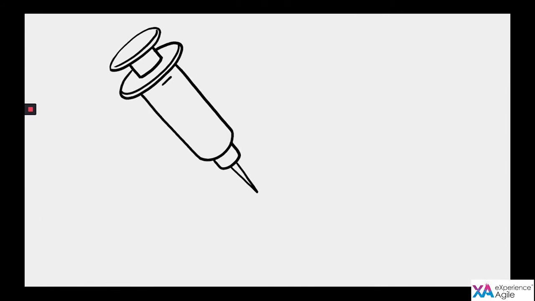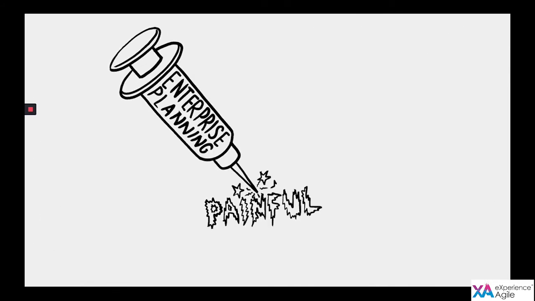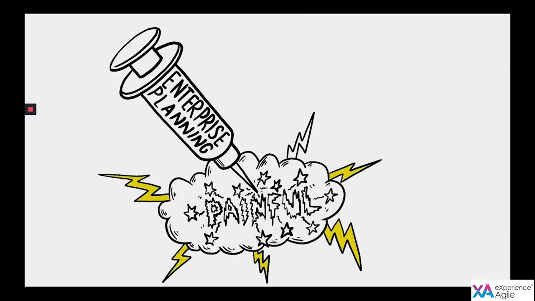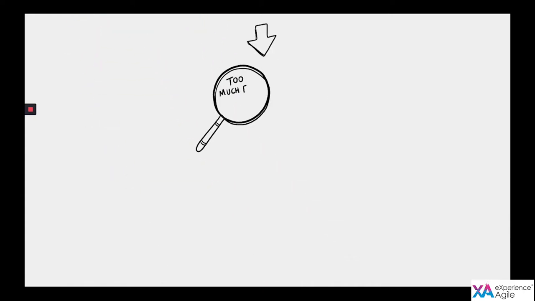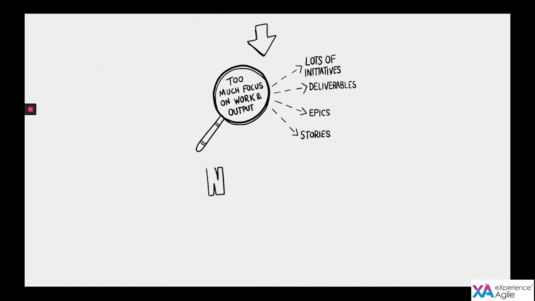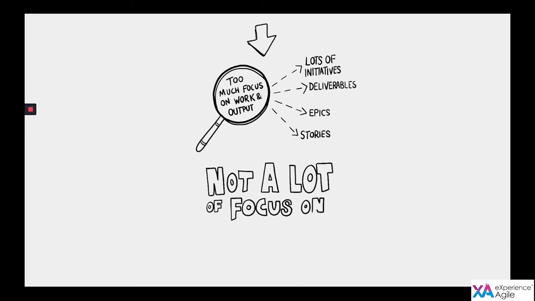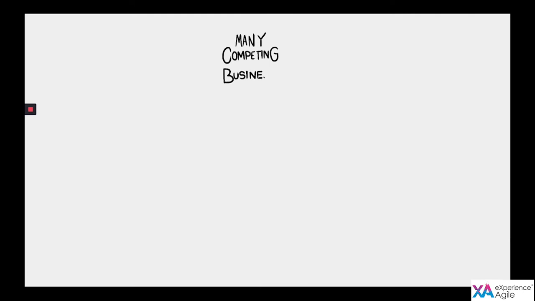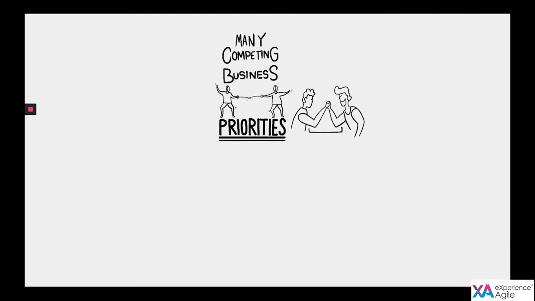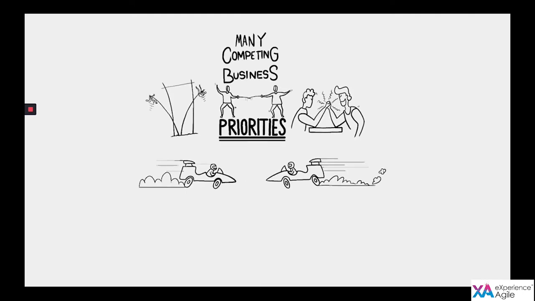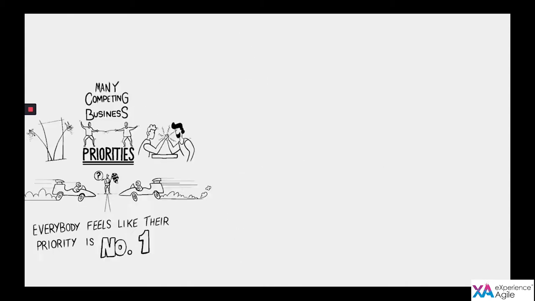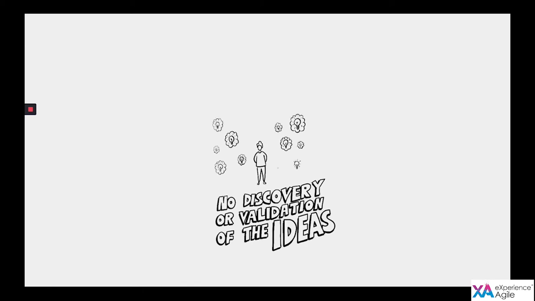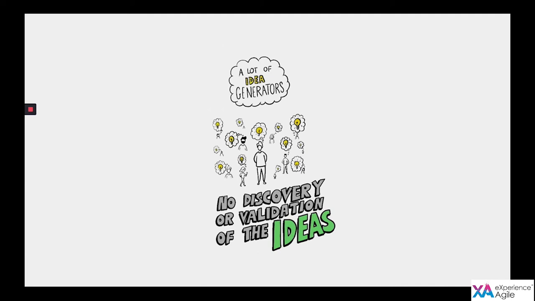On the demand side, the first challenge you're going to hear from customers and enterprises is that enterprise planning is painful. There is too much focus on work and output, so you'll see lots of initiatives, deliverables, epics and stories, but not a lot of focus on outcomes. You'll also see many competing business priorities coming in through silos, and everybody feels like their priority is number one. Another challenge is there's no discovery or validation of the ideas, and there are a lot of idea generators, multiple people with lots of great ideas.